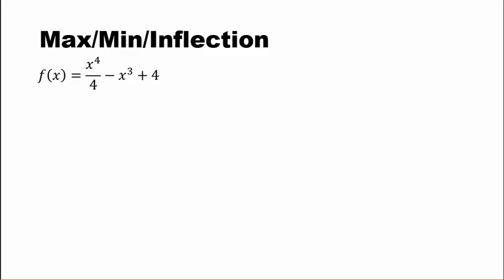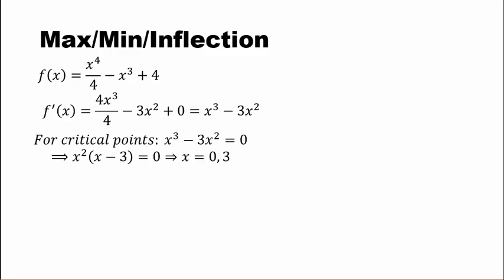So for all this purpose, we need to find a couple of things, like the first derivative. The first derivative is straightforward, it is a polynomial kind of function, and you can just use the power rule. So the first derivative is x to the 3 minus 3x squared. Now for the critical points, we need to solve the first derivative equals 0. So x to the 3 minus 3x squared equals 0.